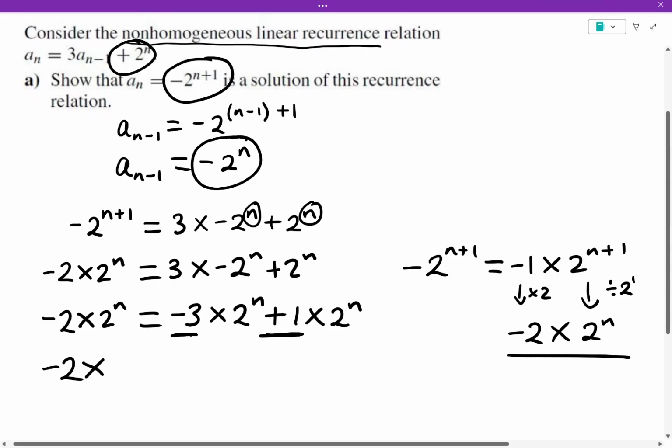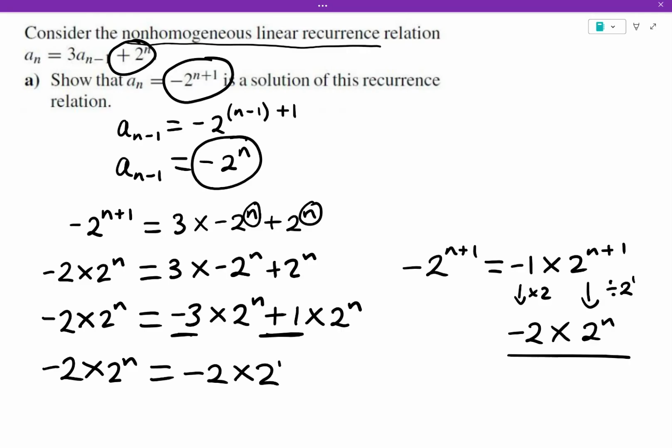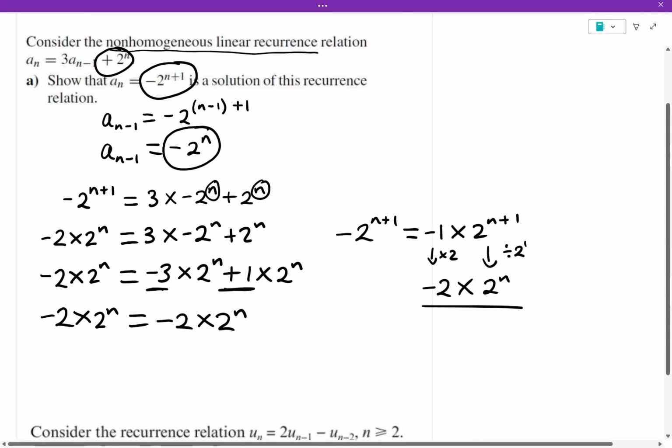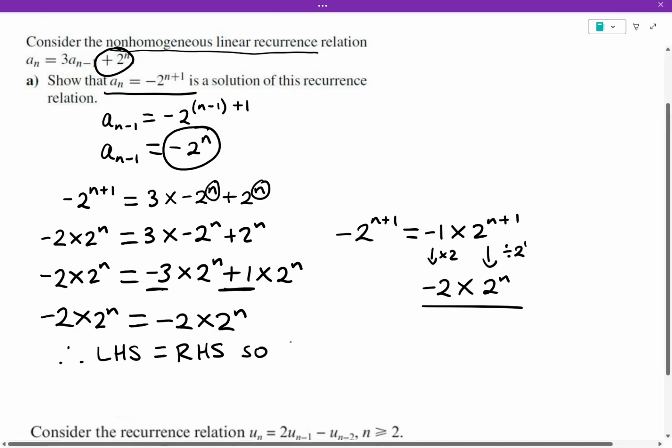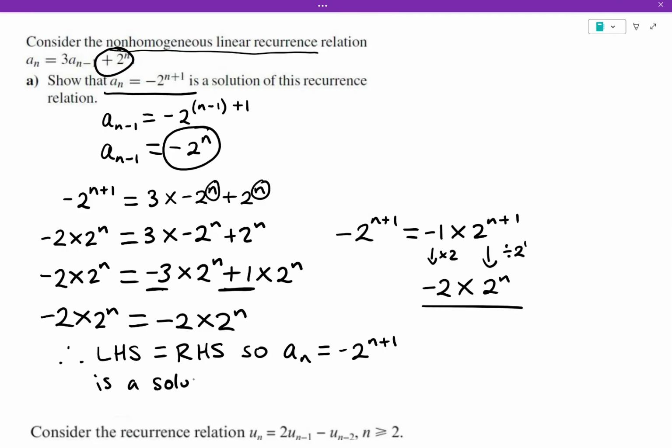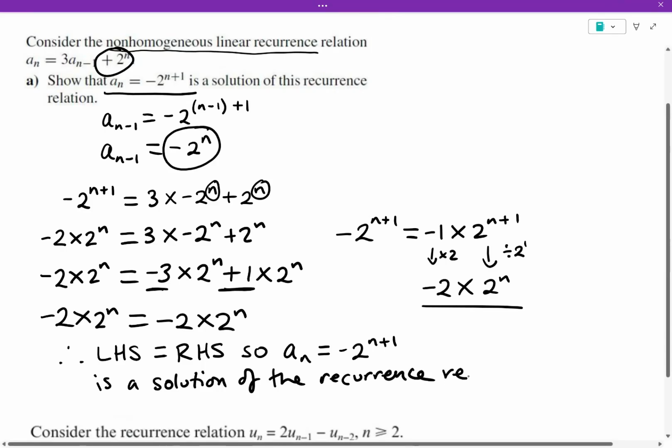So I'd have my left-hand side, and then my right-hand side would become negative 2 times 2 to the power of n. And as you can see, my left-hand side and my right-hand side are going to be equal for all values of n. So I can say, therefore, left-hand side is equal to right-hand side. So a_n equals negative 2 to the power of n plus 1 is a solution of the recurrence relation. So just make sure that you get that concluding statement in there because it's a show that question.